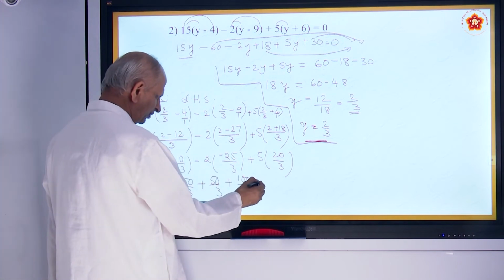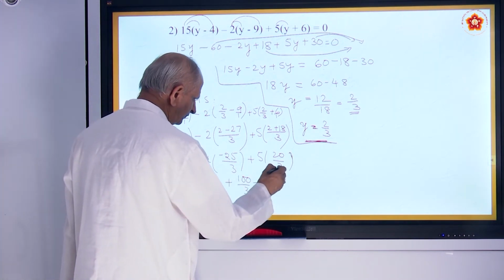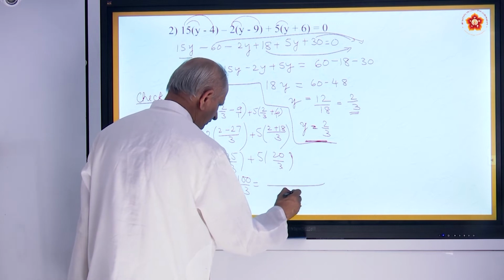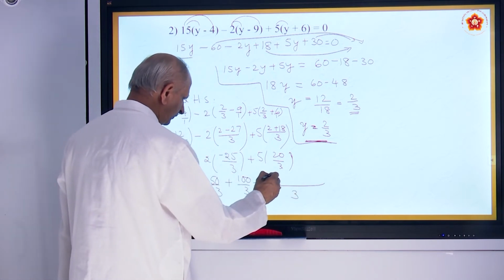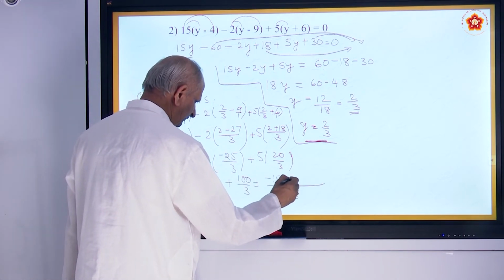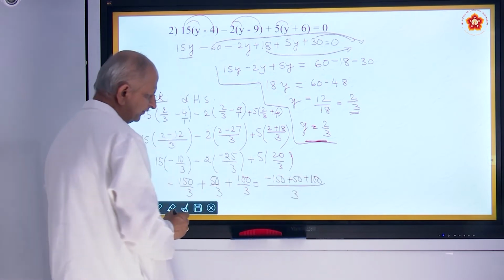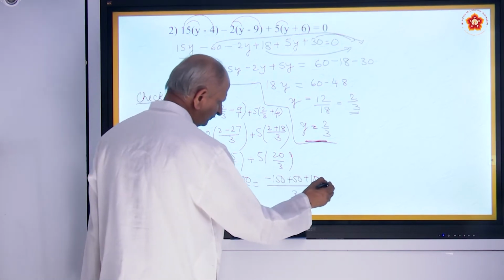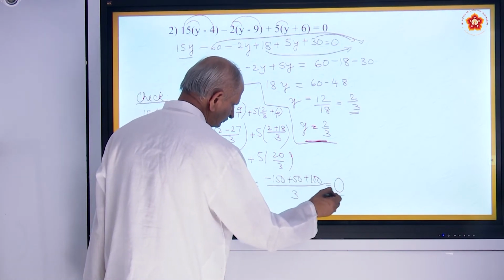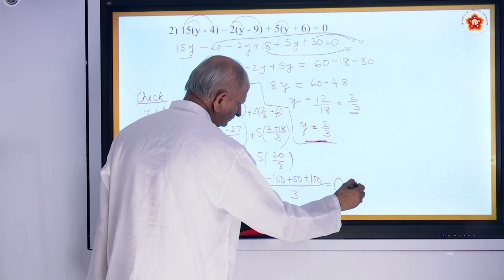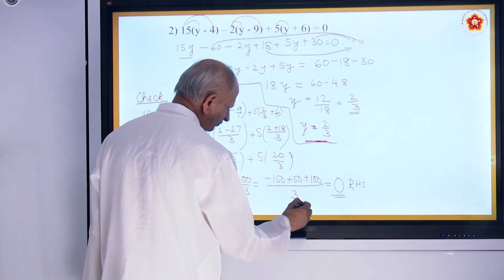Correct? So you have LCM, LCM is 3 here. Minus 150 plus 50 plus 100. So 150 minus 150 becomes how much? Big 0. That is RHS.